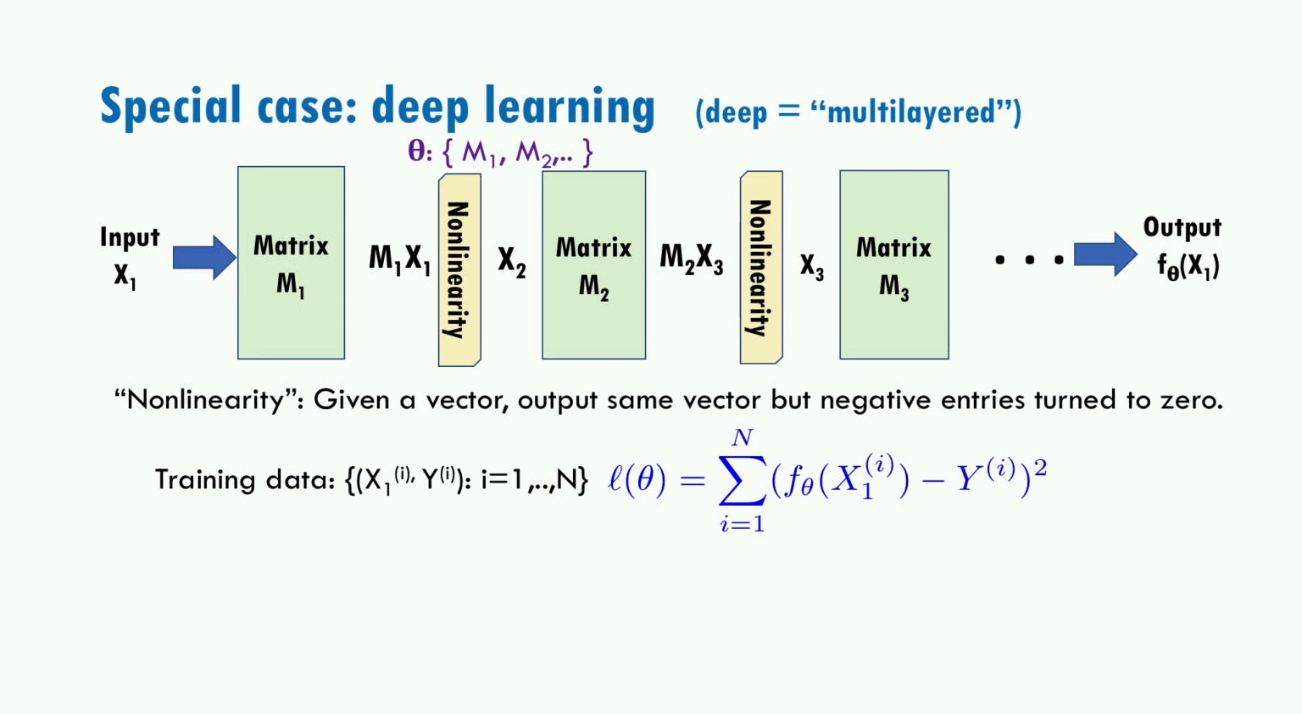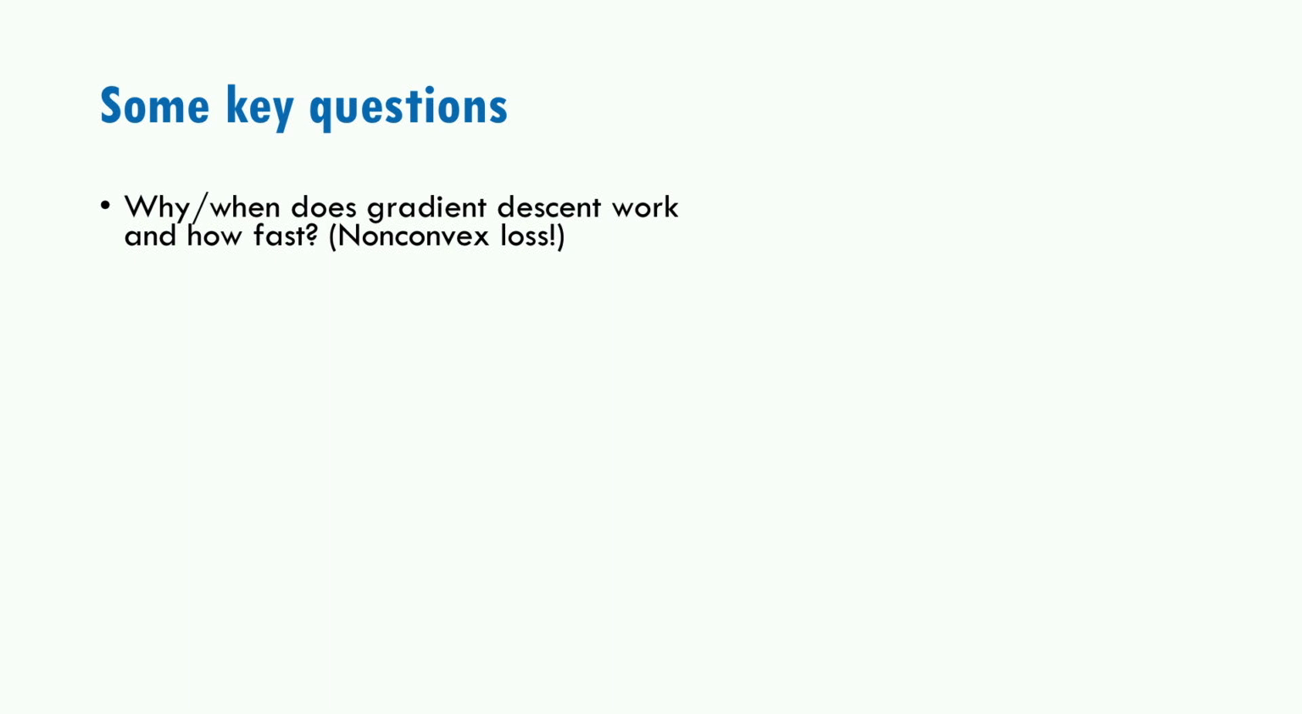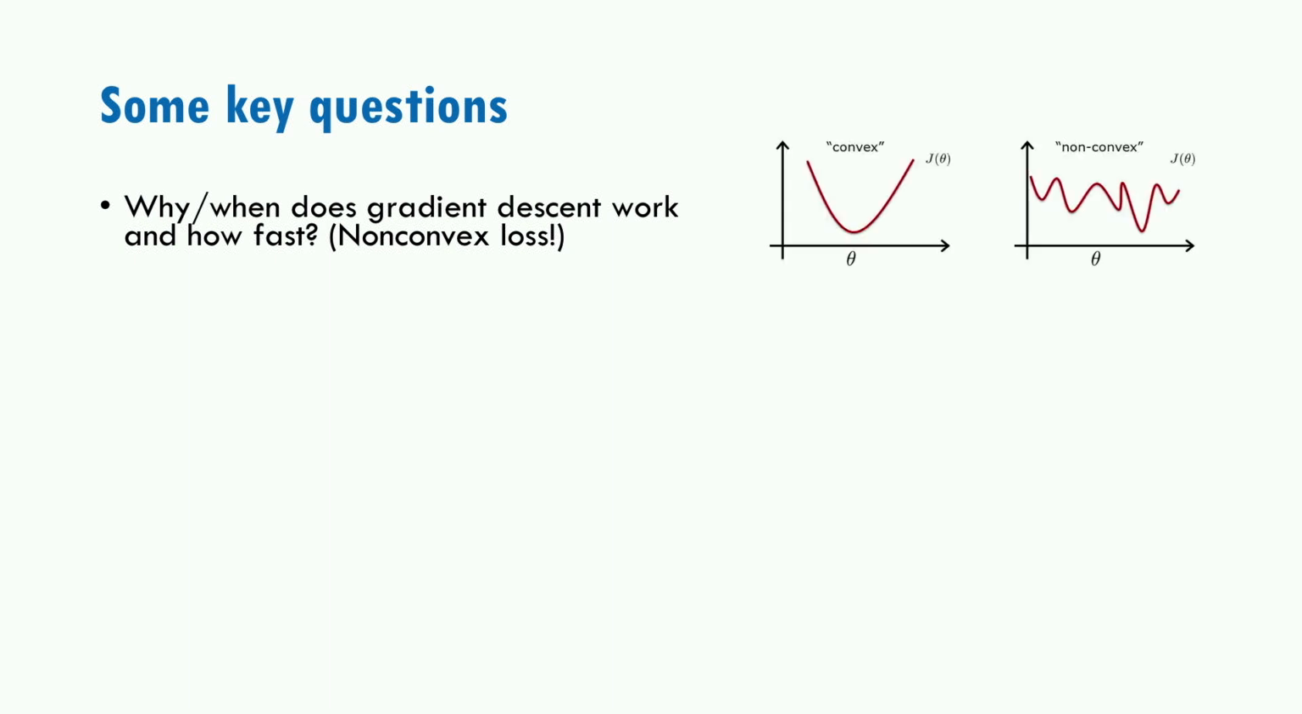So we already saw this. The deep net is like this, and the parameters theta are the sequence of matrices. Then the output f theta, and therefore the loss function, involves a chain of operations on these matrices, and that's non-convex. So some key questions: when and why does gradient descent work, and how fast? As I already mentioned, this is a non-convex loss function. Why deep and not shallow?